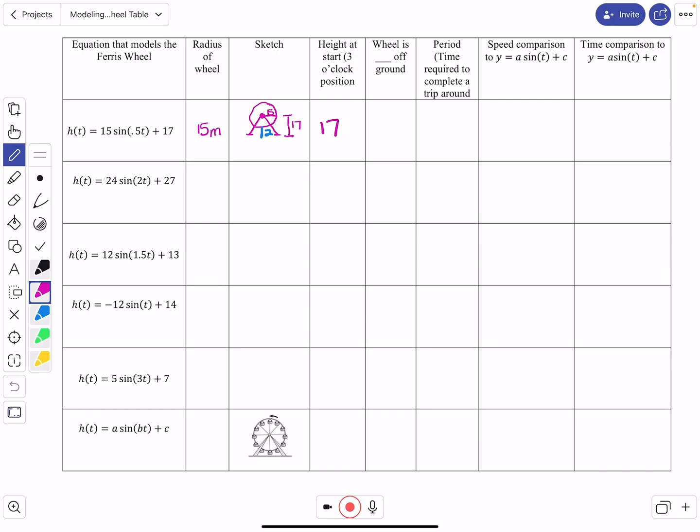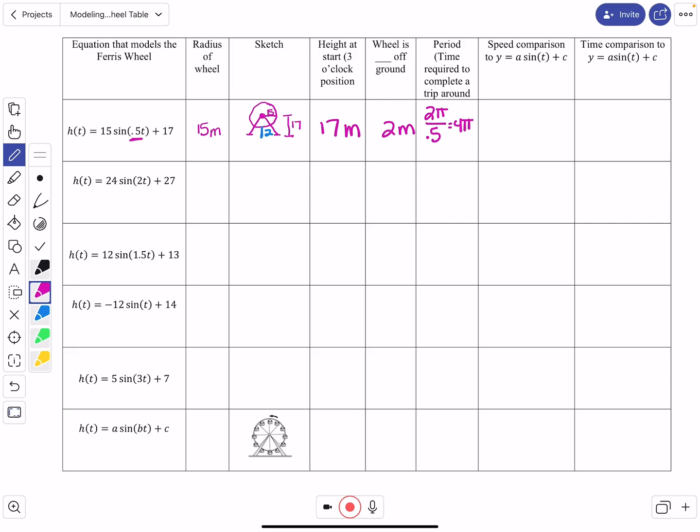This should be 17, and this should be 2 meters. Now, to figure out your period, it's always going to be 2 pi divided by whatever your number is with t. So 2 pi divided by 0.5. We're going to leave this in terms of pi. So that's going to be 4 pi.